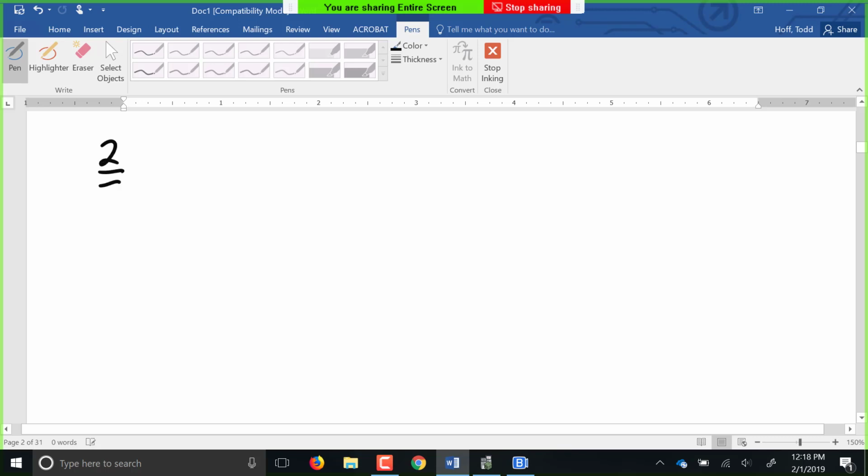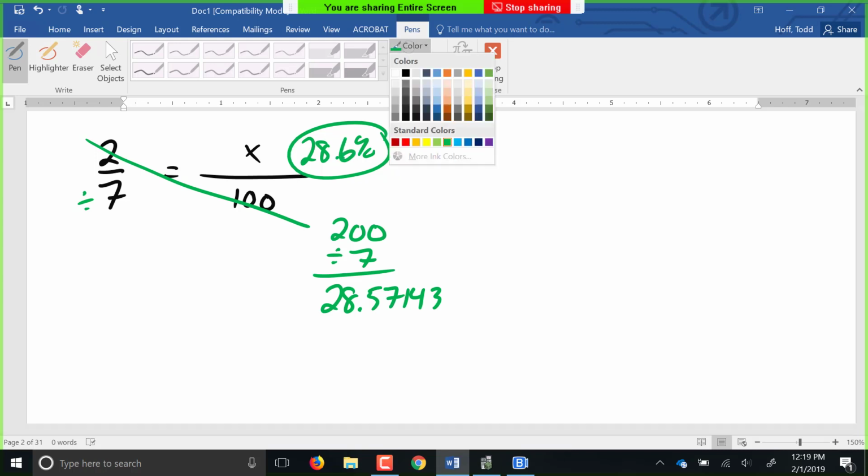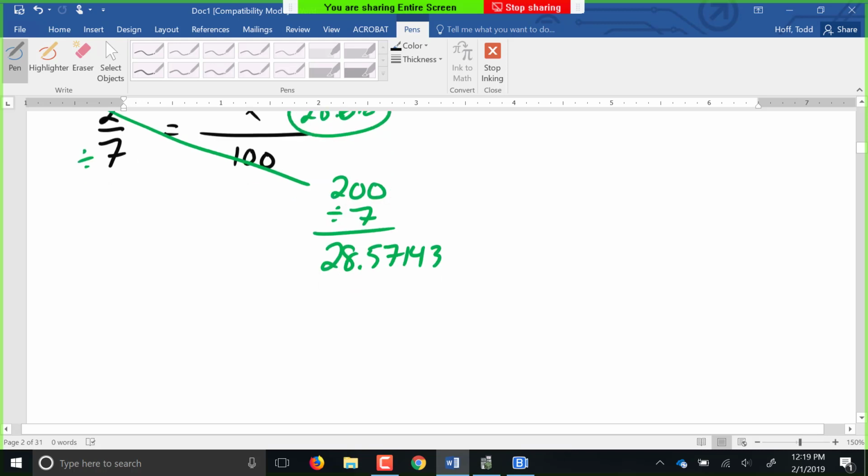So if I have something like 2/7 and I want to convert that into a percent, I can make it 2/7 equals x over 100, and I'm just going to cross multiply and divide. 2 times 100 is 200, then we divide by the 7, which ends up giving us 28.57143 approximately. So round that to 28.6%, sorry. So a little bit of the basic calculations with percent.